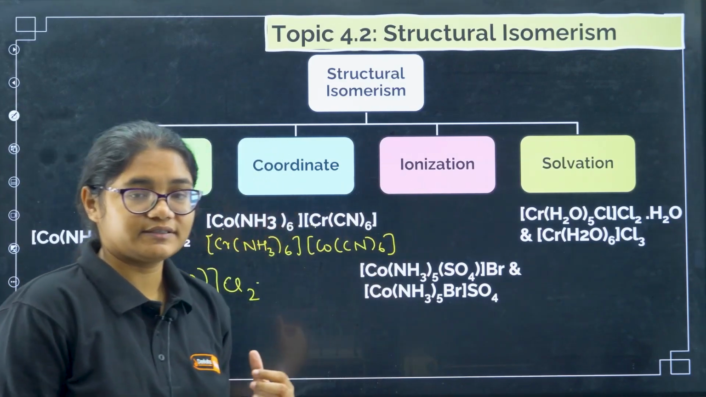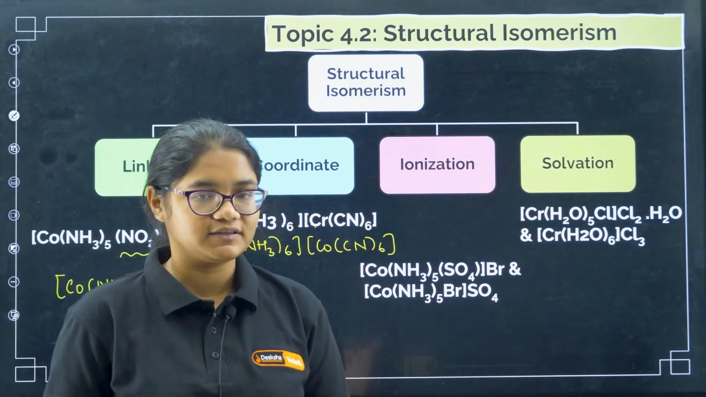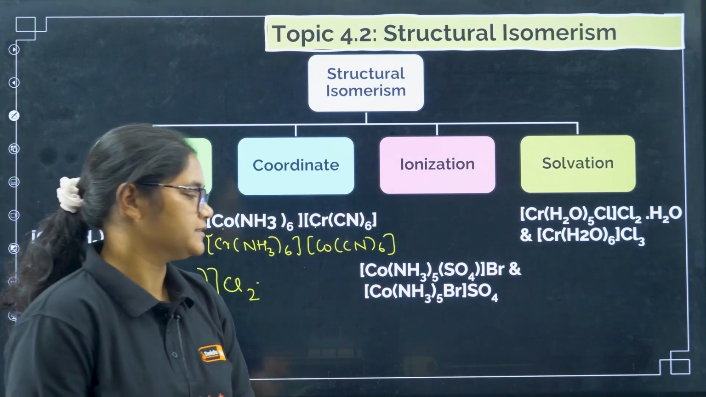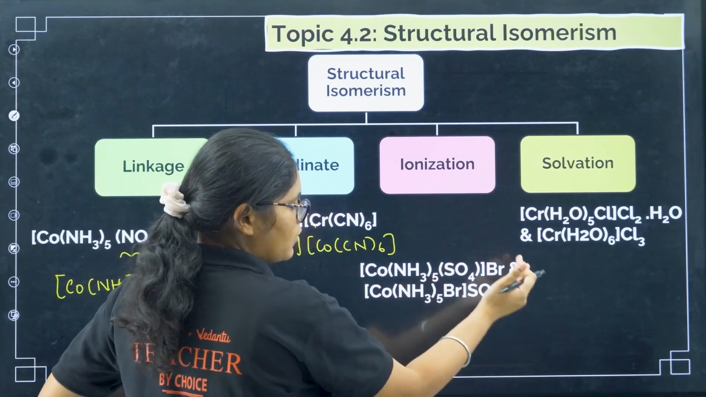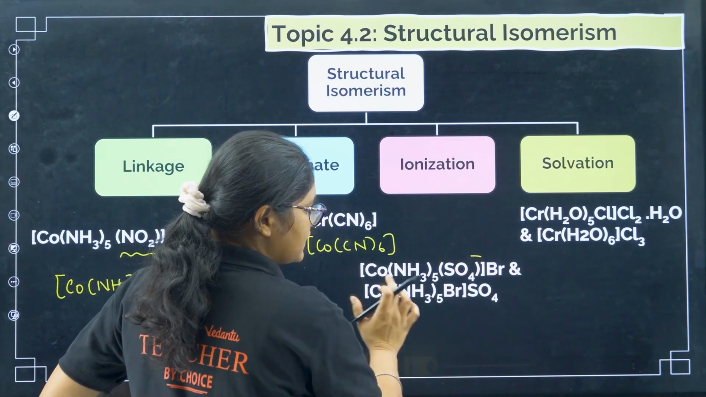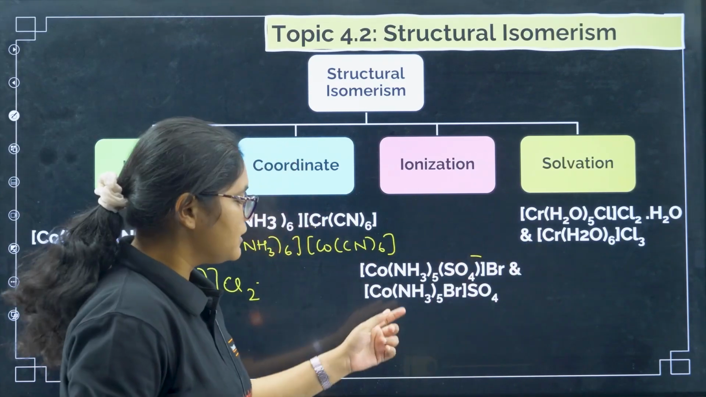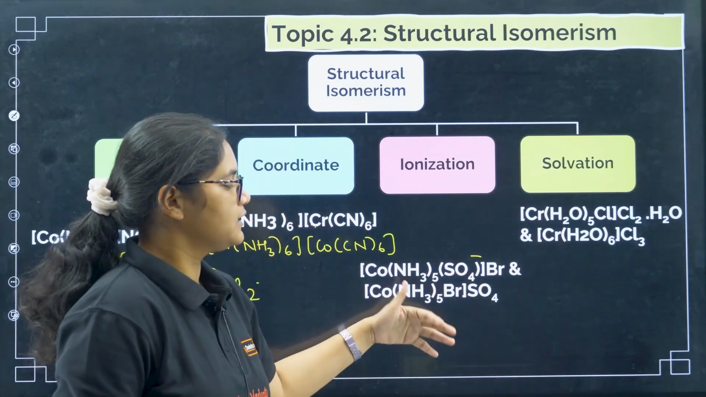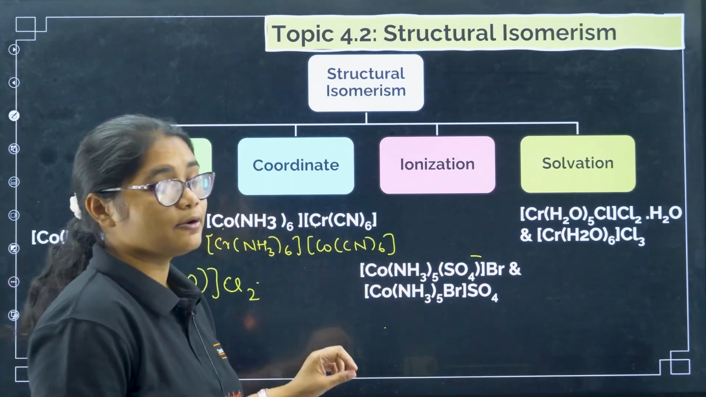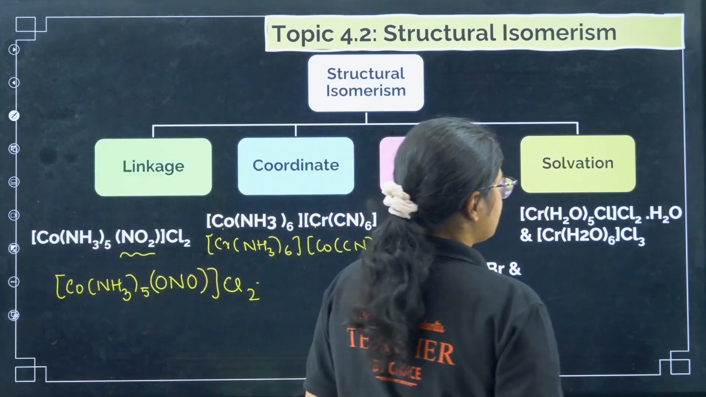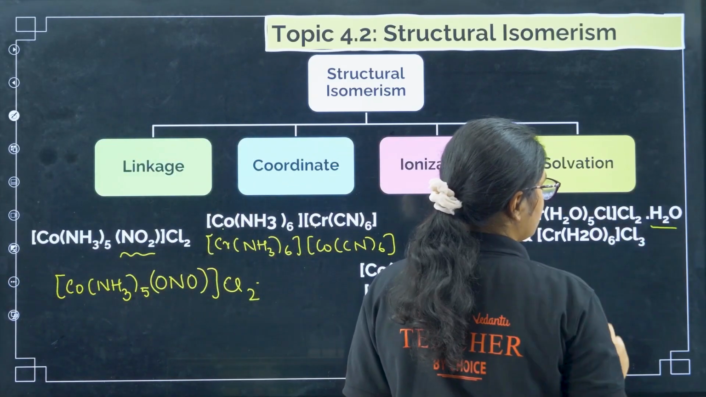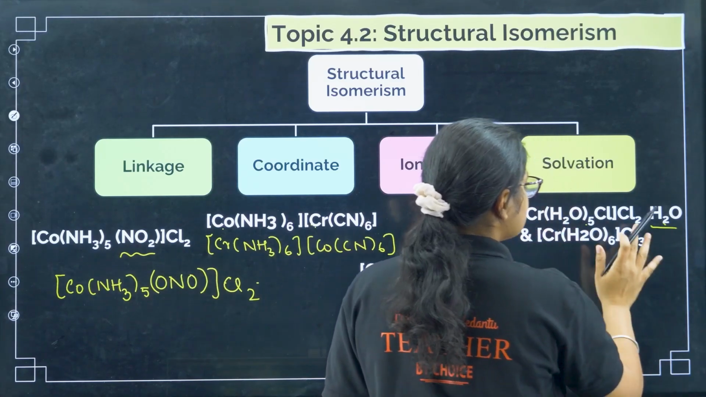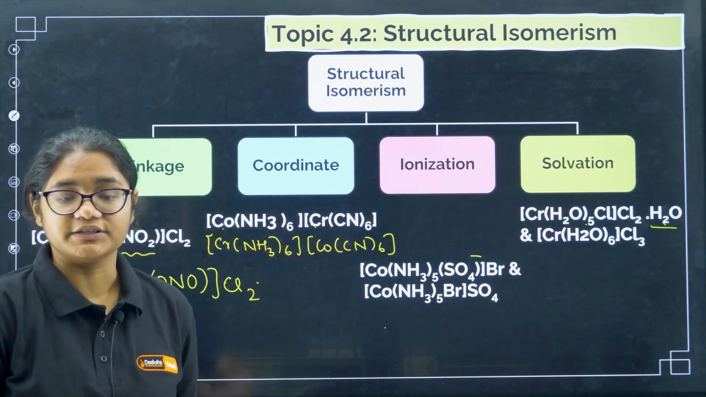Next, ionization isomerism means when you dissolve the complex in water, if you are getting different types of ions, then it is called ionization isomerism. Now if I dissolve this complex in water, I will get this one complex and bromide ion separately. But if I just exchange these ions, I will find this complex and sulfate ion, right? So I am getting different products on dissolving, so this is called ionization isomerism. Next, solvation isomerism is possible when you have water molecule. You can see I can take this water molecule inside, or I can take this water and chlorine outside. That type of isomerism is called solvation isomerism.